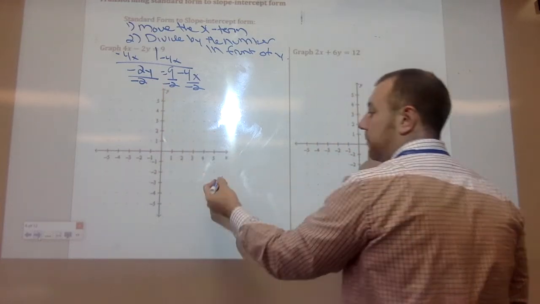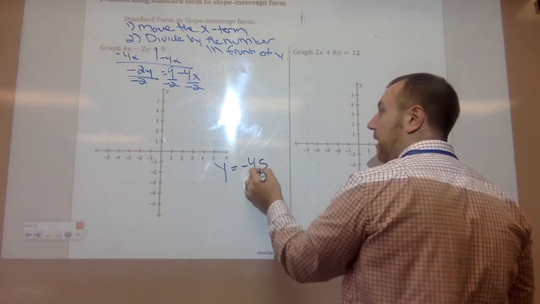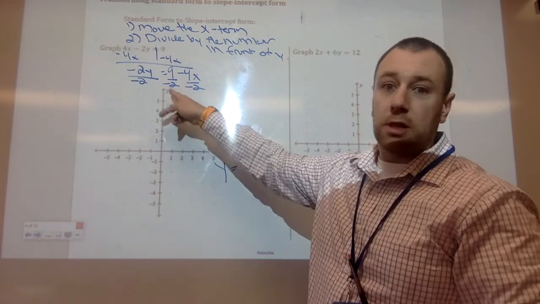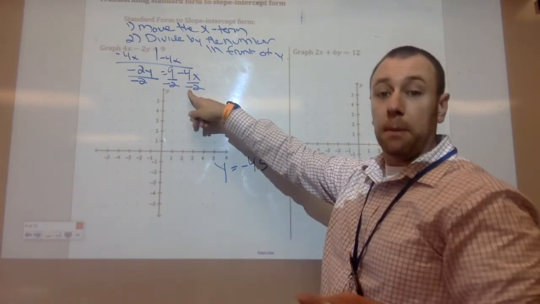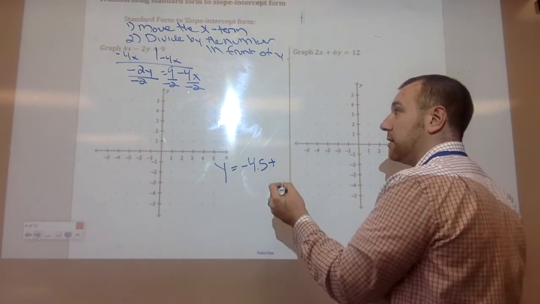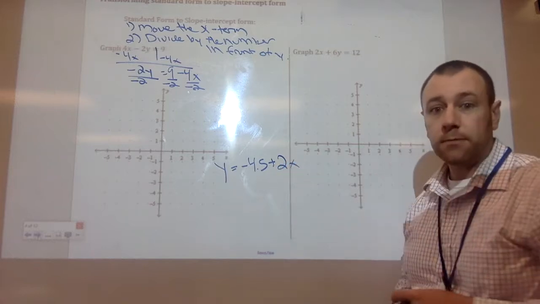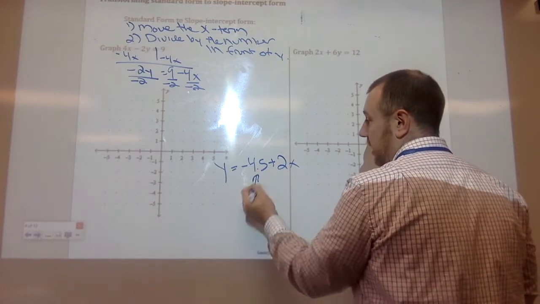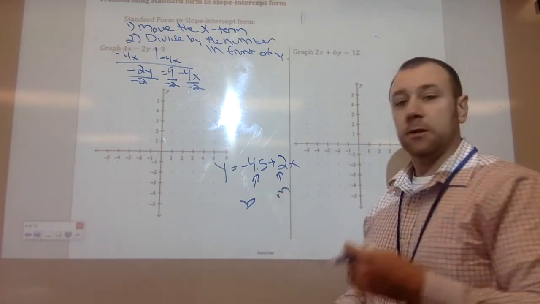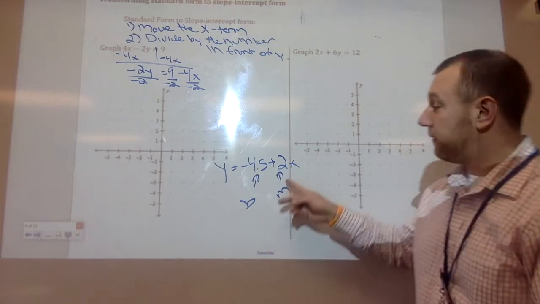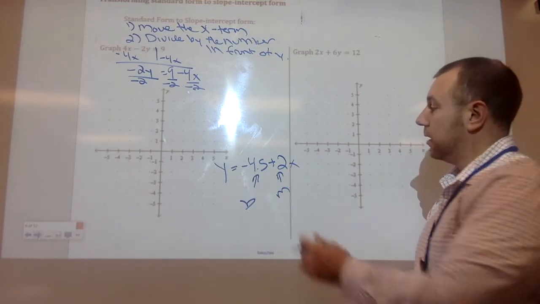My equation here is going to be y equals negative 4.5. That's just a number. Now you'll notice the negative and the negative are going to become a positive. So I'm going to write plus, and then 4 divided by 2 is 2x. What that means is that this is my b, and this is my m, because my m, my slope, is always found in front of the x term, and not just always the first term.